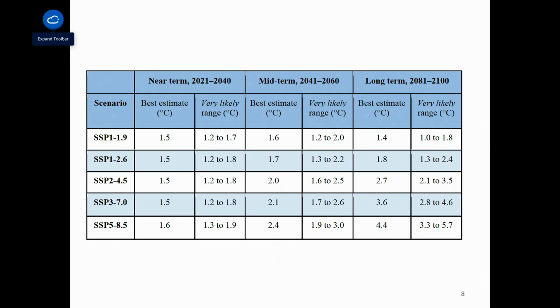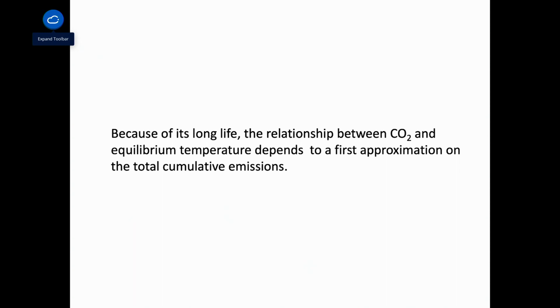And the rest of them look like this. See, this one is close to 3, and this one is close to 4. But that 8.5 is on its way to 6, 7, 8 degrees if you just keep running it. Because of its long life, the relationship between CO2 and the temperature that the globe ultimately reaches depends, to a first approximation, only on its total cumulative emission, not on its annual emission.